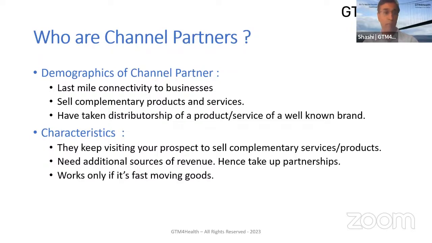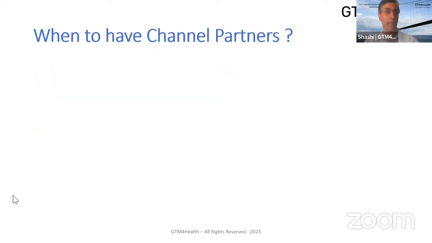And it works only if it's fast-moving goods. So if you're trying to engage them on something very slow moving, very tough, unless you have some other model to keep them motivated. For them, it is all about what has a higher margin and what moves faster. These are the two metrics you need to keep in mind if you're looking at channel partners. Now, when do you think you should have channel partners?